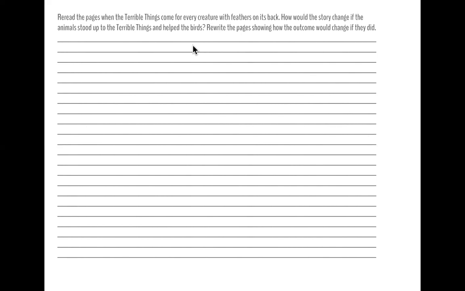An extension of this unit for higher grades is to challenge the kids to change the narrative of The Terrible Things to see how the outcome of the story would differ if the characters were upstanders instead of bystanders. I hope this unit helps you in the very important task of teaching the Holocaust to elementary students.